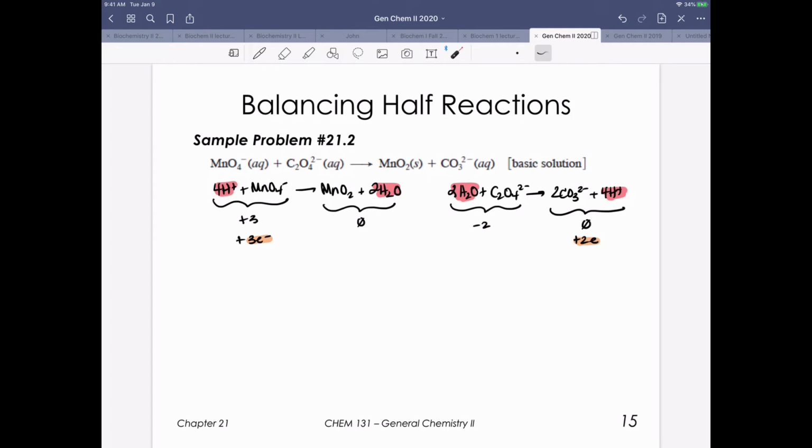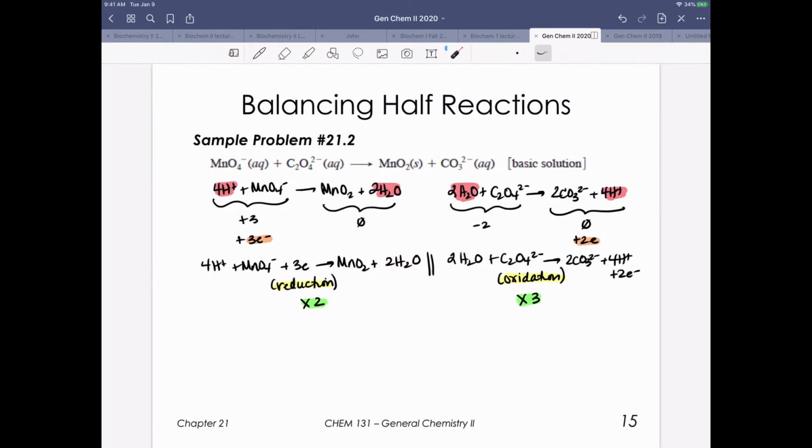So go ahead and pause the video and see if you can figure out how to scale these reactions up. All right, hopefully you see here that this is one where we actually have to scale both of them because the common factor is going to be 6 electrons. So we're going to multiply each of these by a factor that allows us to get to 6 electrons.